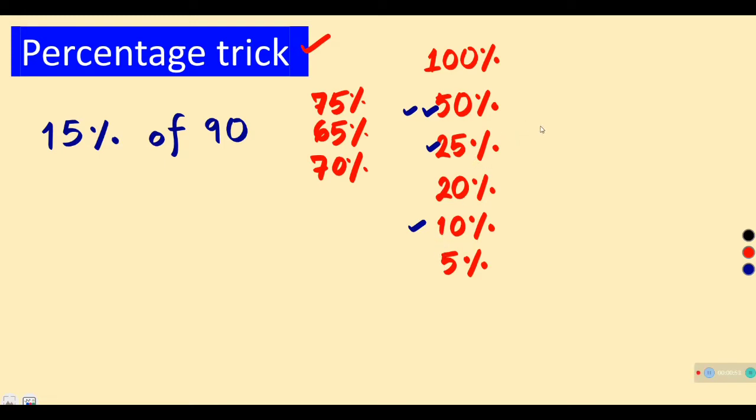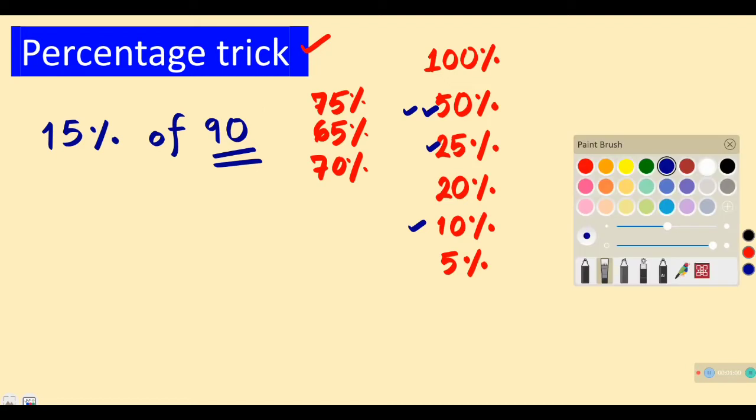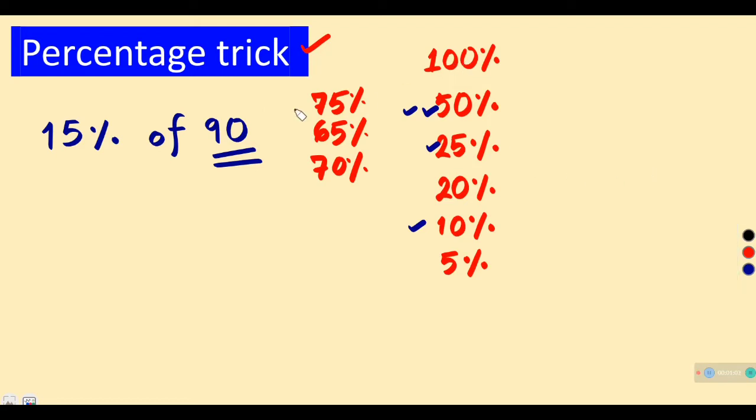So suppose we have a number 90. What will be the 100% of this number 90? 100% of any number is the number itself. So 100% of 90 will be nothing but 90. What will be 50% of 90? 50% of 90 will be half of the 100%. Half of 90 is 45.